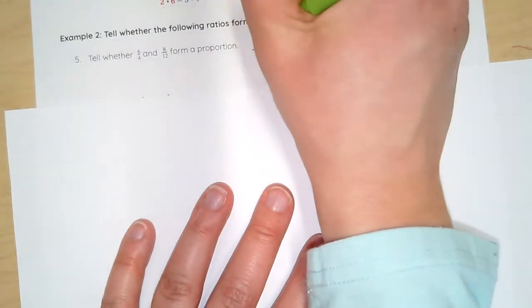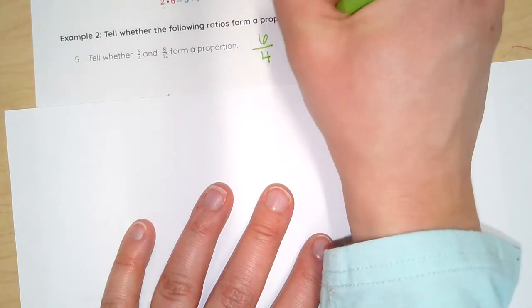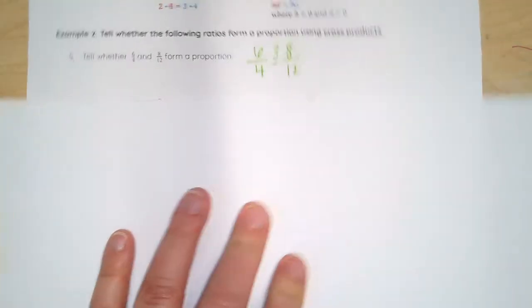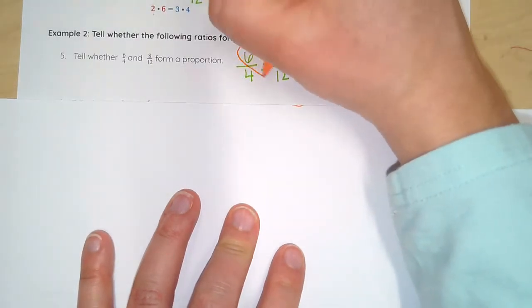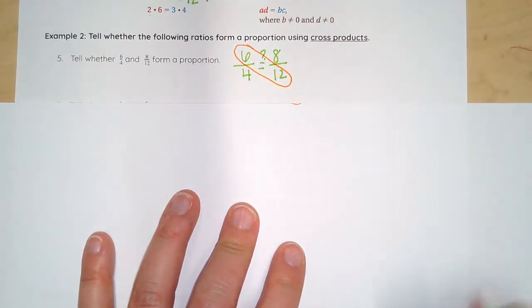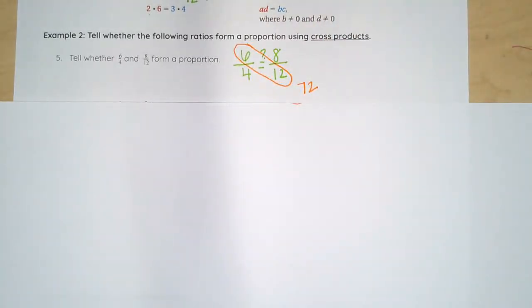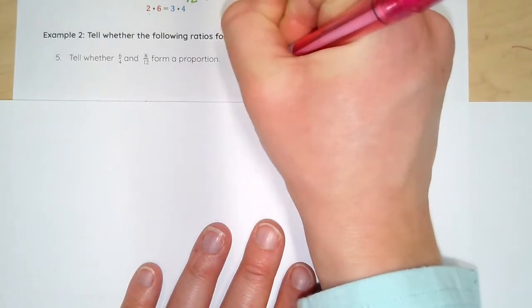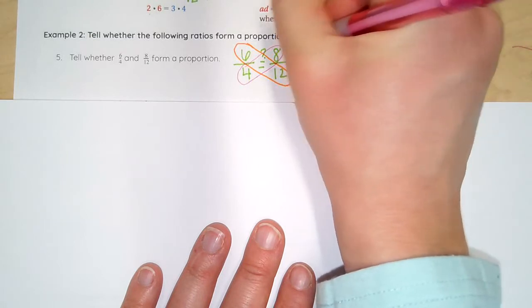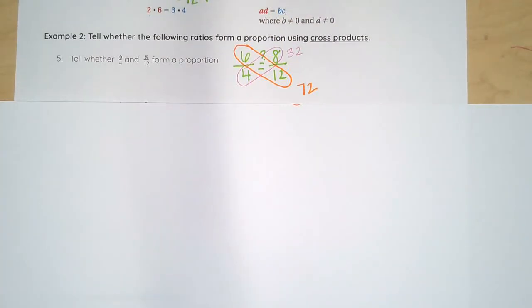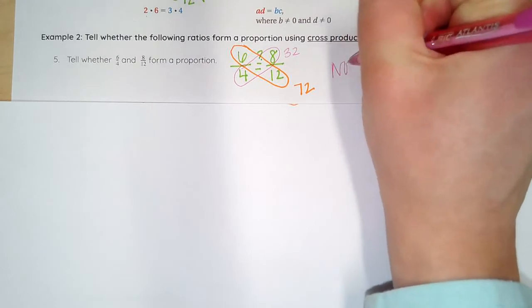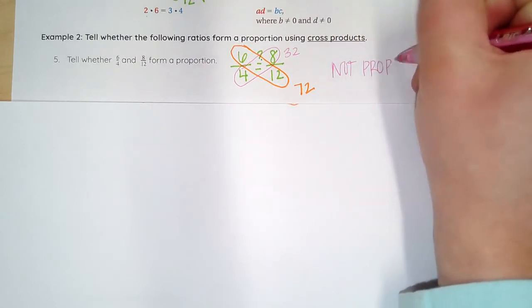We've got 6 to 4 and 8 to 12, so I can write that equal sign with my question mark. I take a look here. 6 times 12 is 72. Again, if you need a calculator for this, you may use one. And then we've got 4 times 8, which is 32. So those do not match, and therefore they are not proportional.